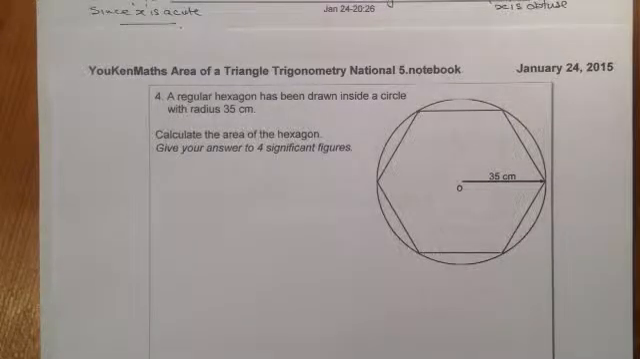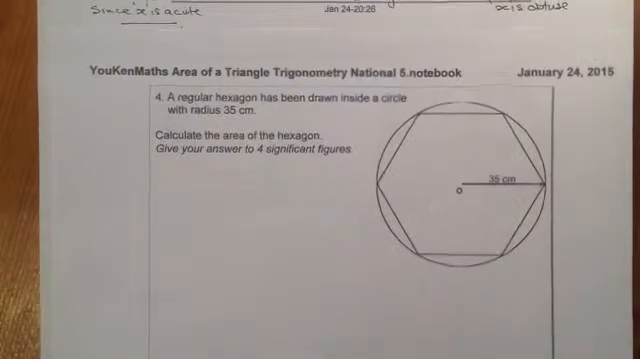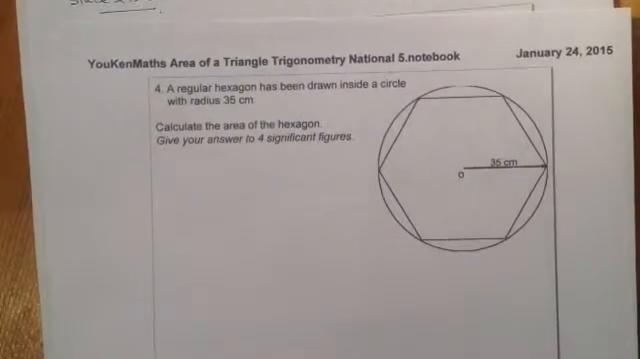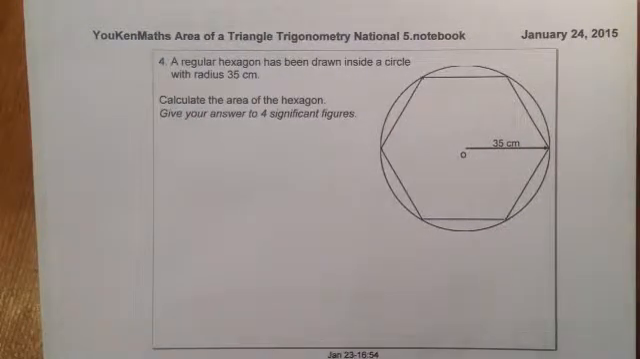Again, it's a regular hexagon. It's been drawn inside the circle with a radius of 35. So the same as I did in the first one, I'm just going to copy that out. Okay, so what we're going for is a triangle.